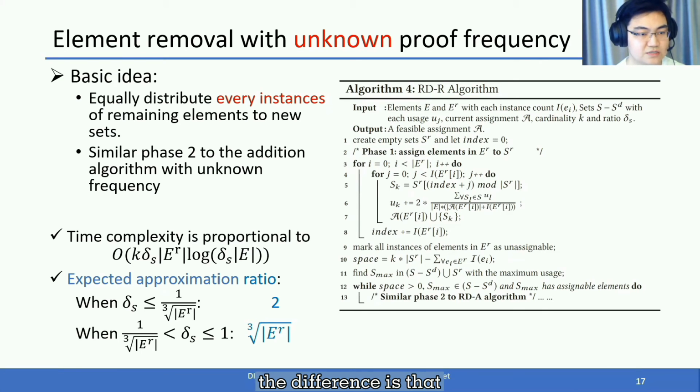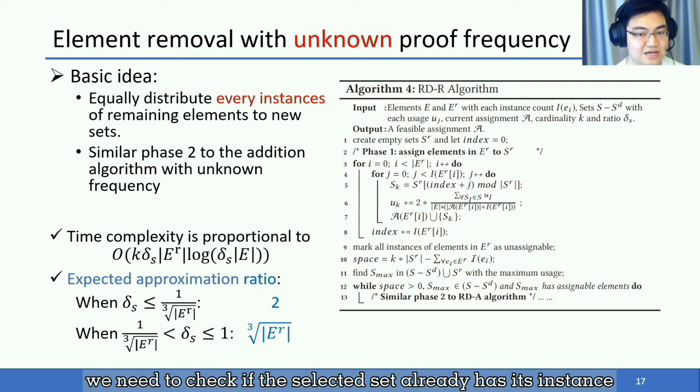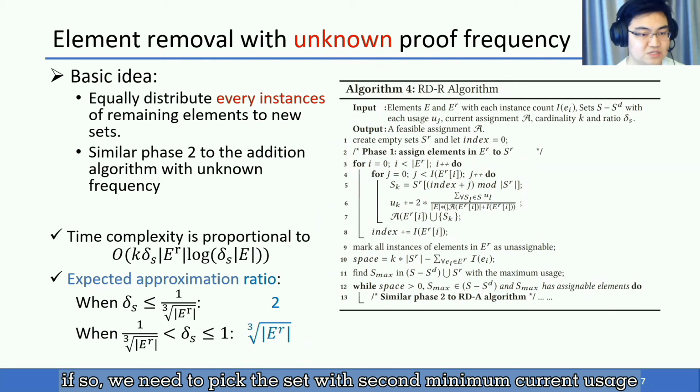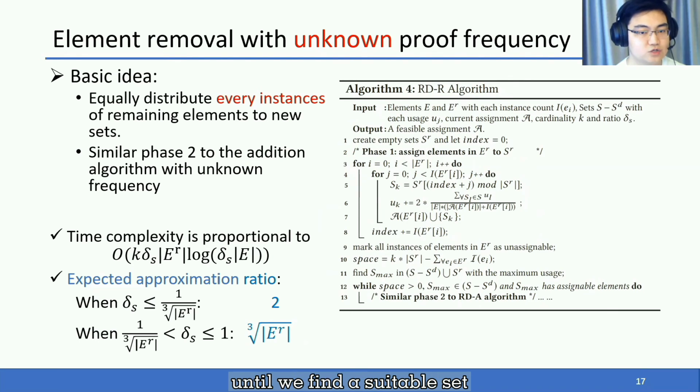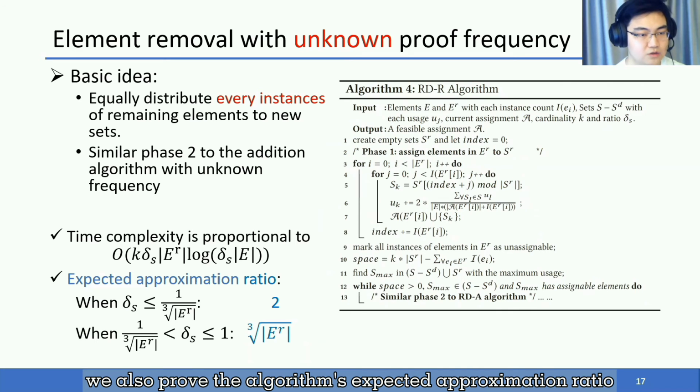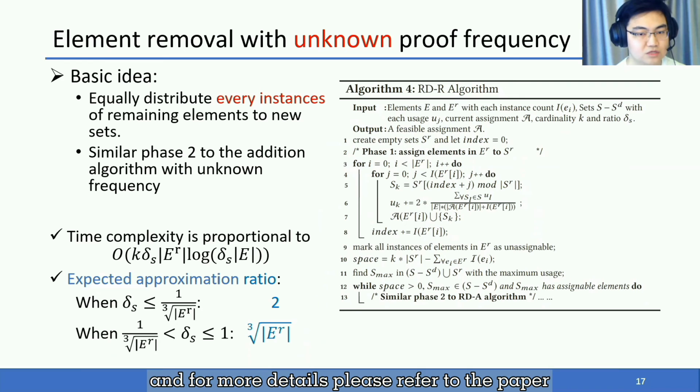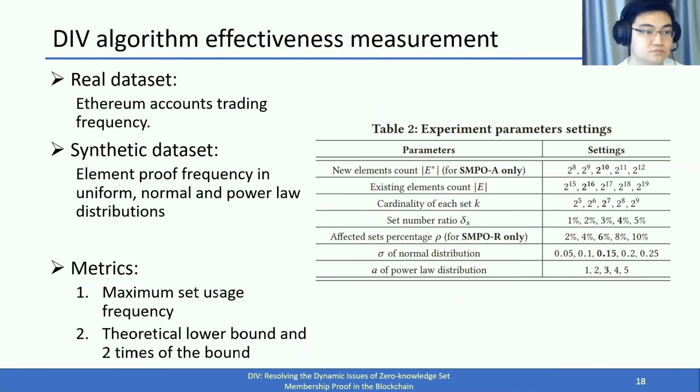The difference is that every time we pick an element, we need to check if the selected set already has its instance. If so, we need to pick the set with second minimum current usage until we find a suitable set. We also prove the algorithm's expected approximation ratio, and for more details, please refer to the paper.